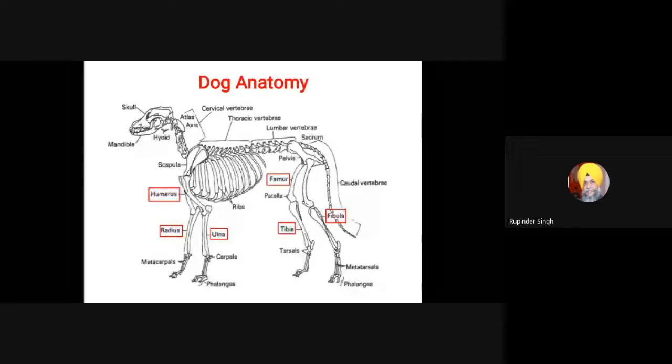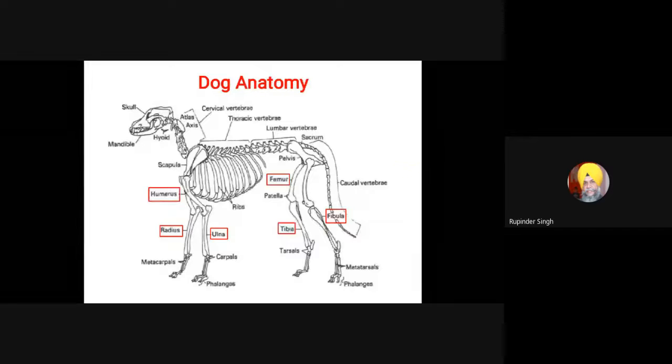Similarly, there is the vertebral column. I will be using these terms in this lecture, like lumbar vertebra and cervical spine. Then the pelvic region. The pelvic region is very important, and it is very complex from an anatomical point of view.